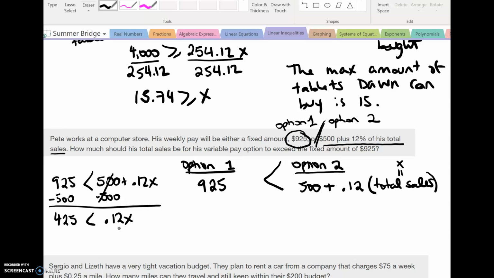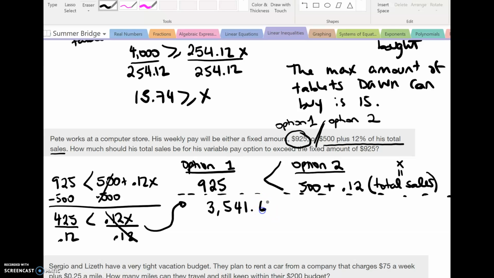And then I'm going to divide both sides by 0.12. Okay, and I'm just going to move this here. I'm going to kind of make an imaginary line so that I don't get all confused. And then I'm doing 425 divided by 0.12, which gives me 3,541.67.